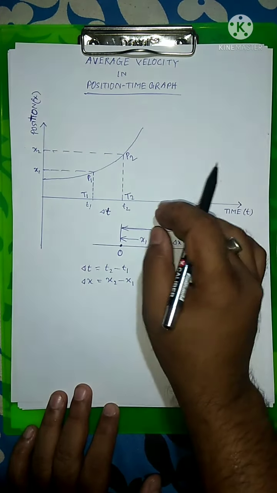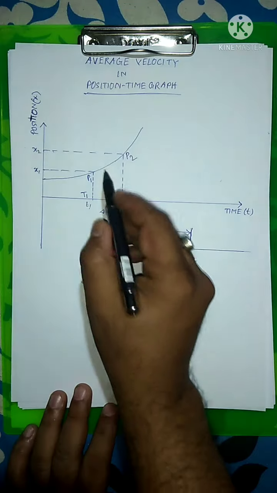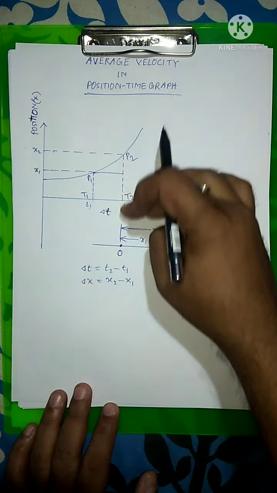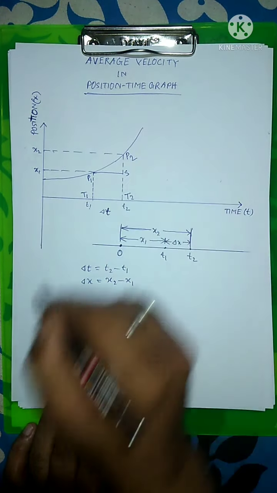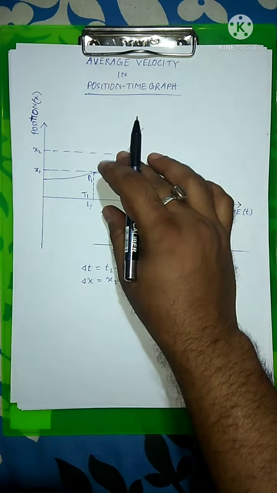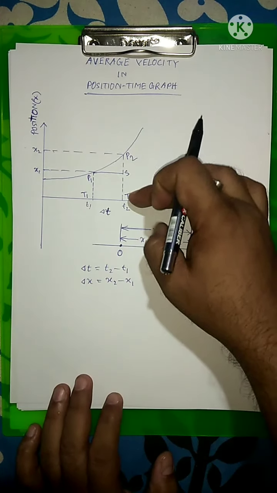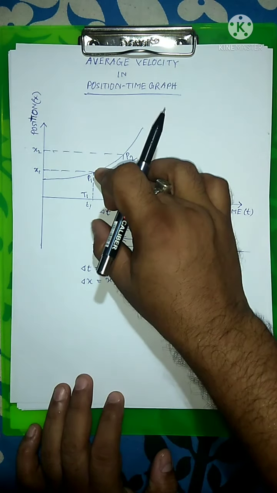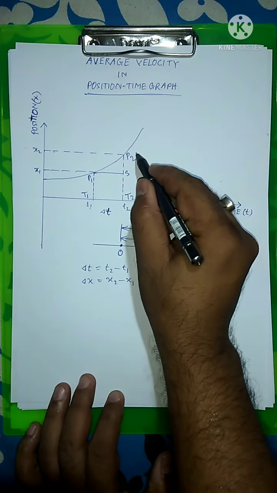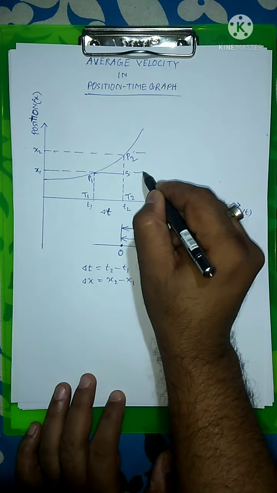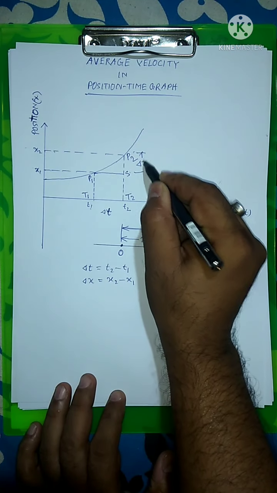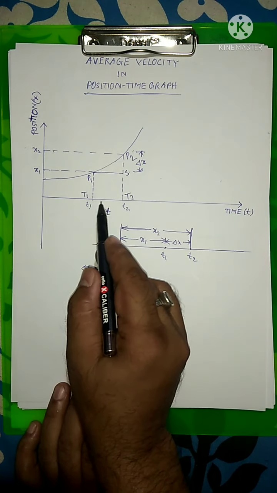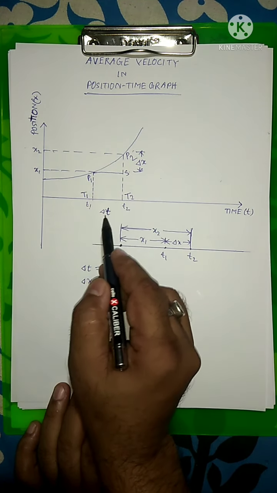Let us draw a perpendicular to P2T2 from P1, and the perpendicular touches P2T2 at S. T2P2 is x2, and T2S is equal to T1P1, which is x1. Thus SP2 is equal to delta x, and P1S is equal to T1T2, which is equal to delta t.